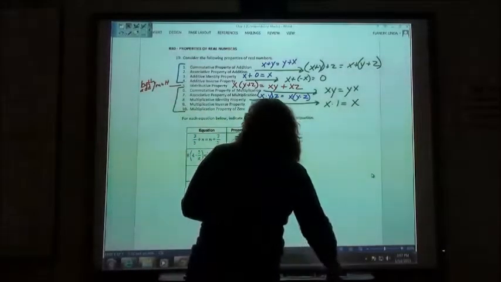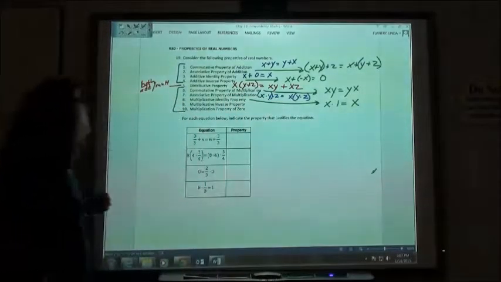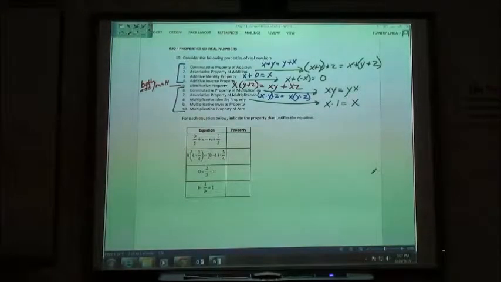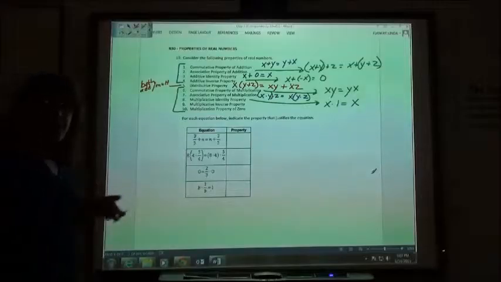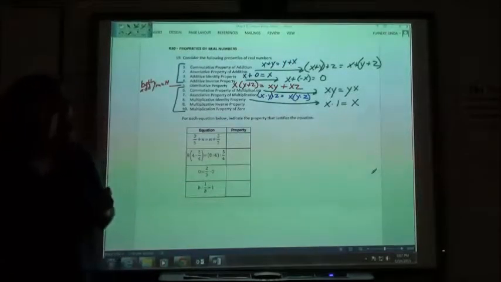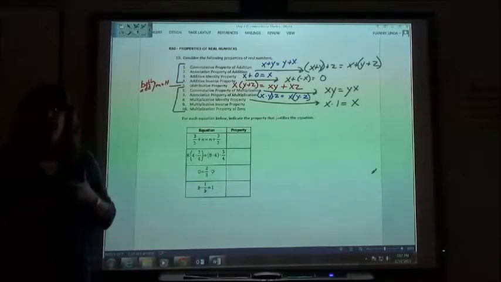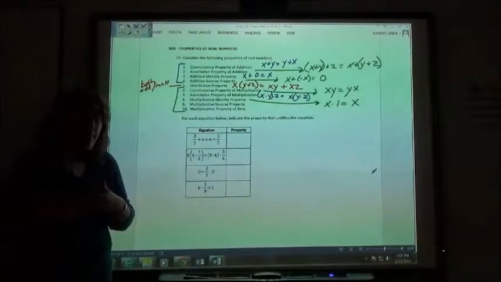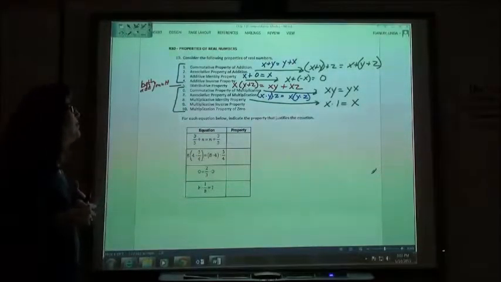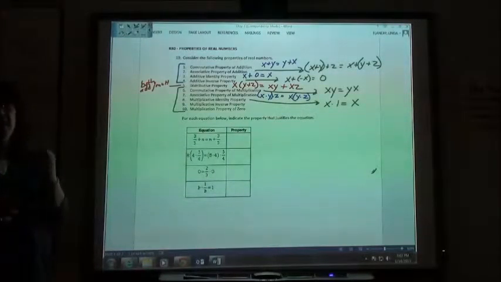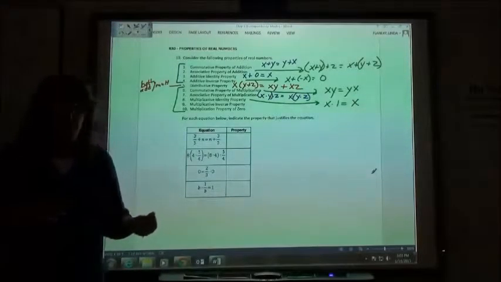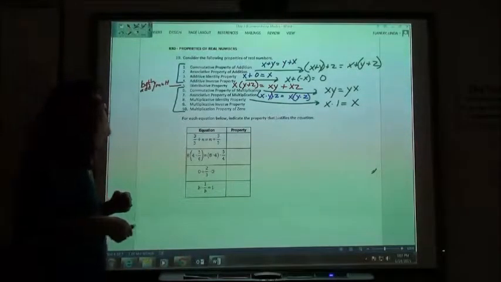Multiplicative inverse property. The multiplicative inverse property is the one that's kind of goofy. Now, the inverse of multiplying is dividing. But when we work with fractions and we divide, we end up multiplying by the reciprocal. So what the multiplicative inverse property says is if I take a value times its reciprocal, I'm going to end up with an answer of 1.